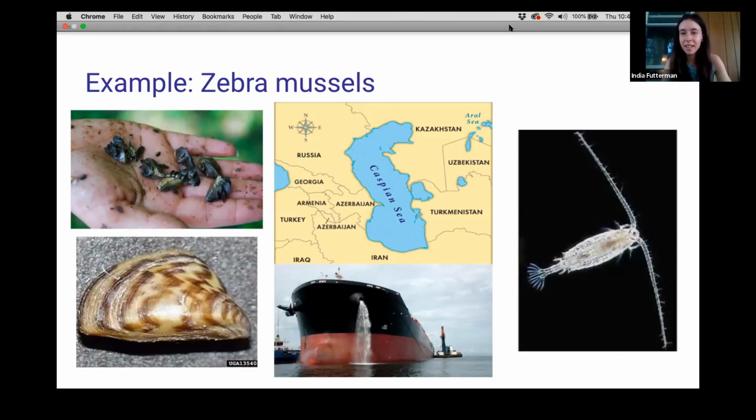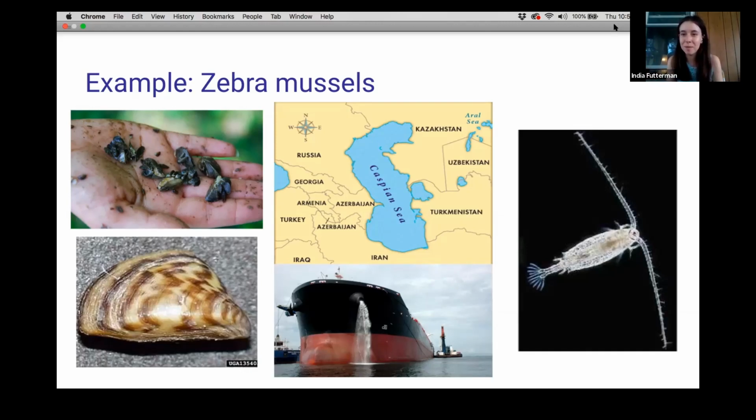And just in case folks aren't familiar with that term, invasive species are species that are non-native. So zebra mussels did not evolve in the Hudson River, despite loving it here. But they were introduced from, in this case, the Caspian Sea region in Eurasia, and they were transported to the Hudson River via the Great Lakes. There were a couple steps on their journey, in the ballast waters of ships.